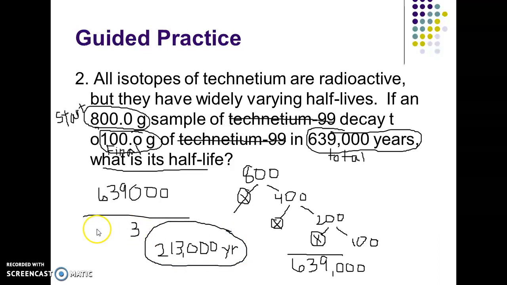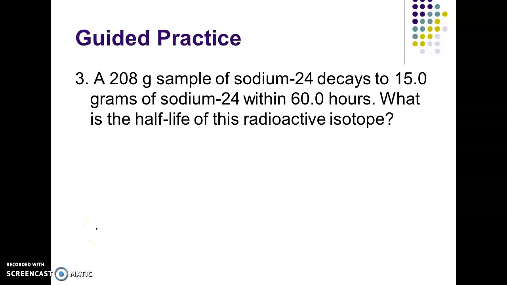We have time for one more. I want to do a little bit of a different question this time. Okay, I'm actually going to change this number here to say 13. Alrighty, so we have a 208 gram sample that decays to 13 grams within 60 hours. What is the half-life? Okay, so here I have 208 grams. Actually, this is exactly like this question we just did. So I will make another video to show you how to do a different question.